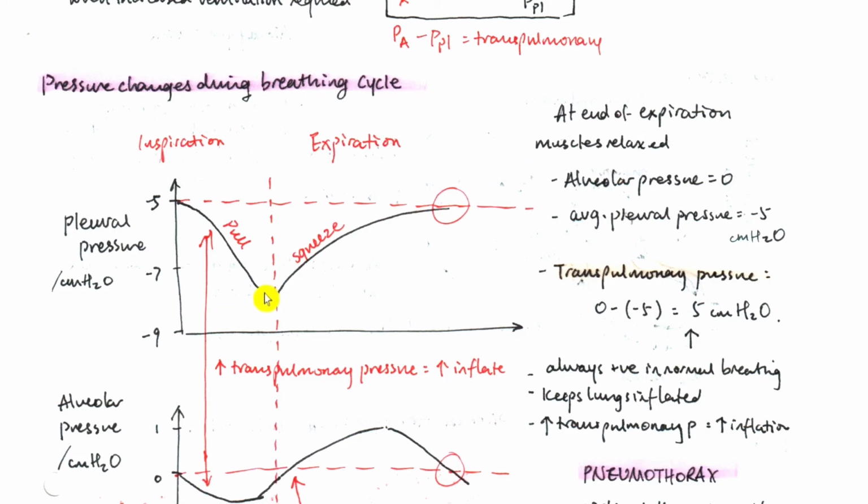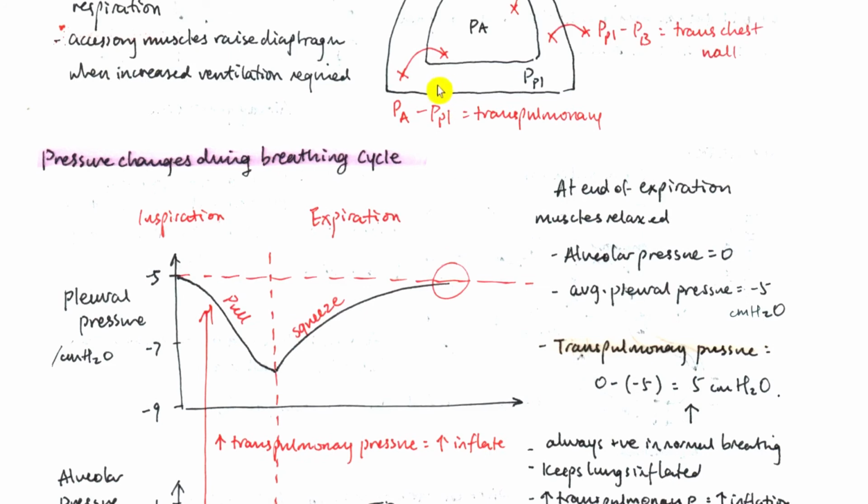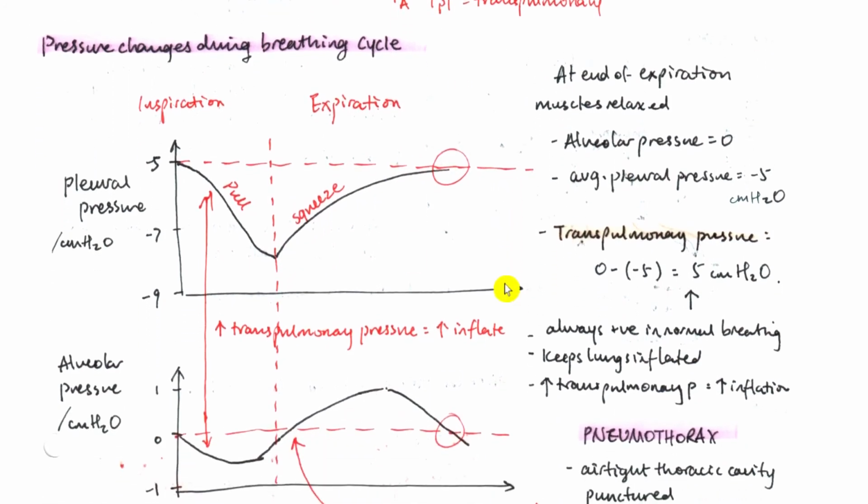Let's have a look at pleural pressure and how that changes. So during inspiration, we start at minus 5. At the end of expiration, muscles are relaxed, we're at minus 5. And then as we breathe in, we decrease the pleural pressure because we expand the thoracic cavity, we suck air in, and it goes down to about minus 8 centimeters of water. Then when we expire, we increase the pleural pressure, so it becomes less negative because we push the inside and squeeze air out. And it goes back to minus 5.